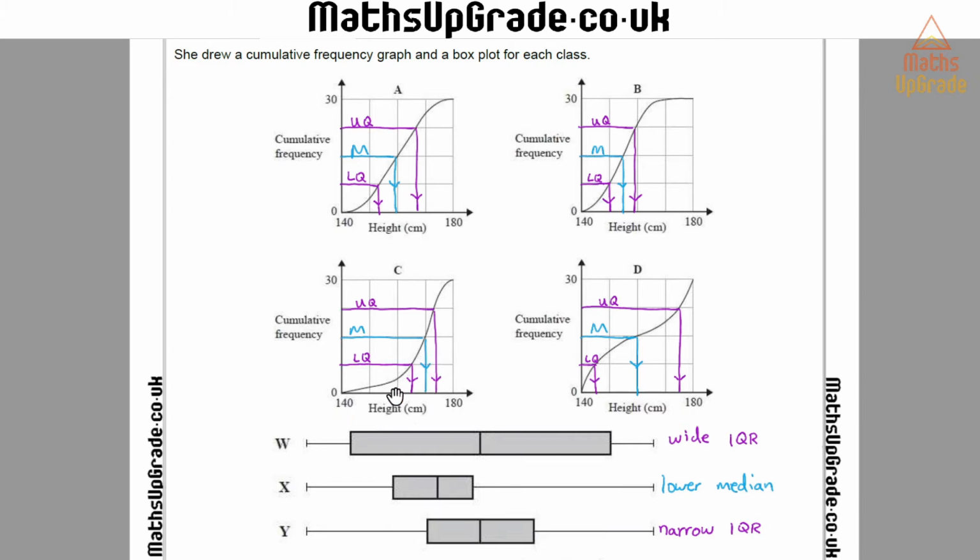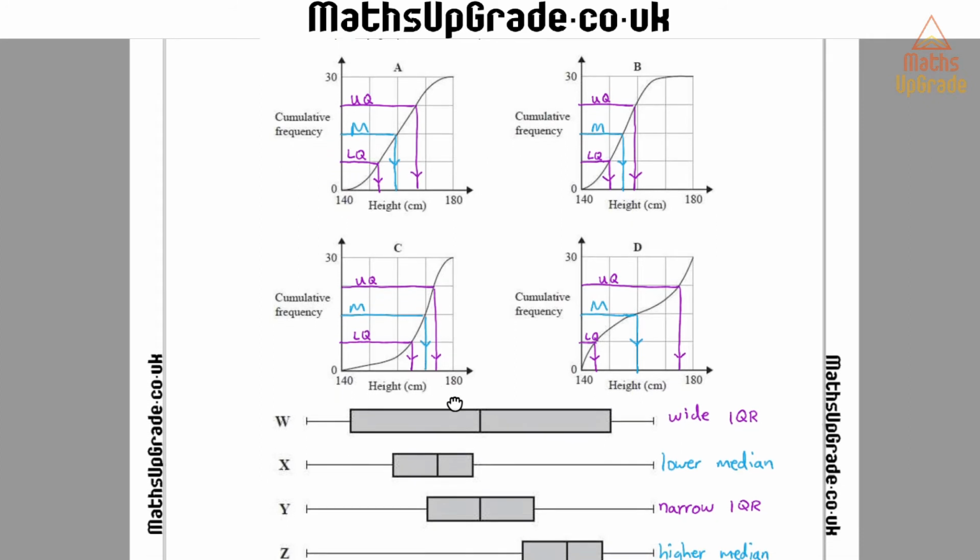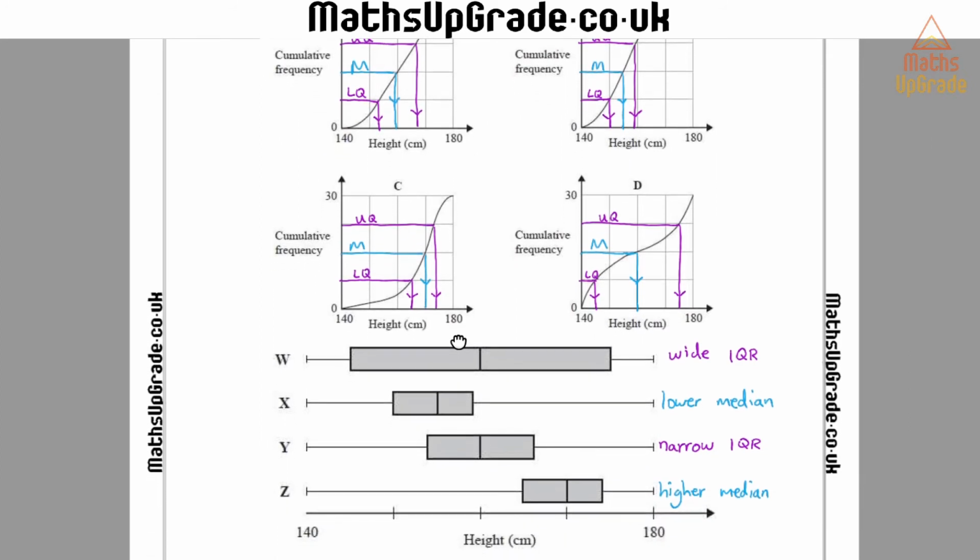For graph C, you can see the median is greater than it was for A, so the median is going to be more to the right hand side, and the upper and lower quartiles are still fairly close together, so that would correspond to Z. So graph C would be Z.